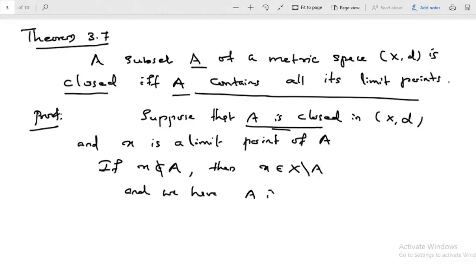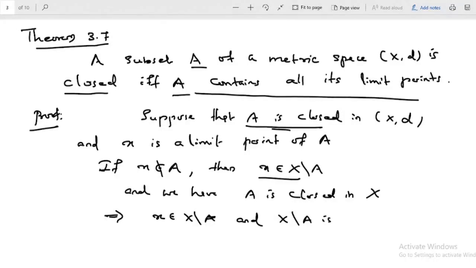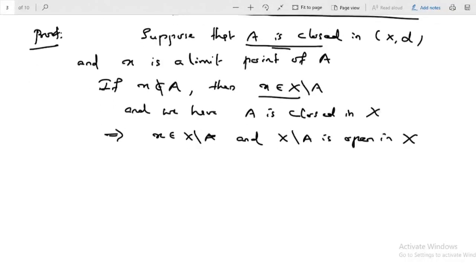A is closed in X. And therefore, x belongs to X difference A and A is closed in X implies X difference A is open in X. Okay. x belongs to X difference A and X difference A is open in X. That is, X difference A is an open set containing x.